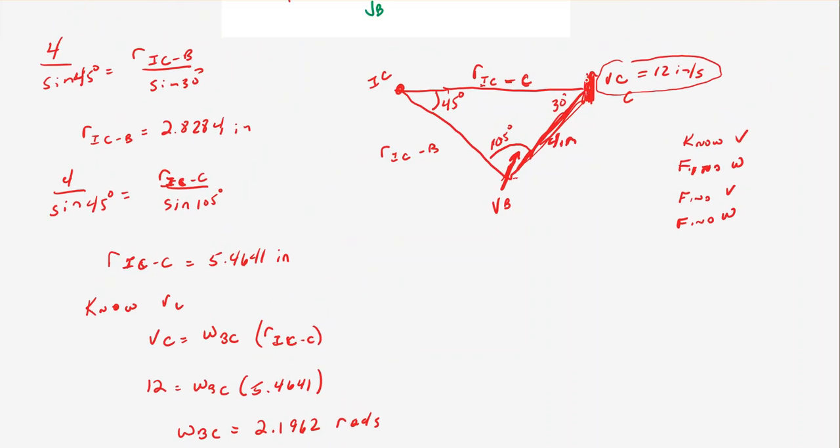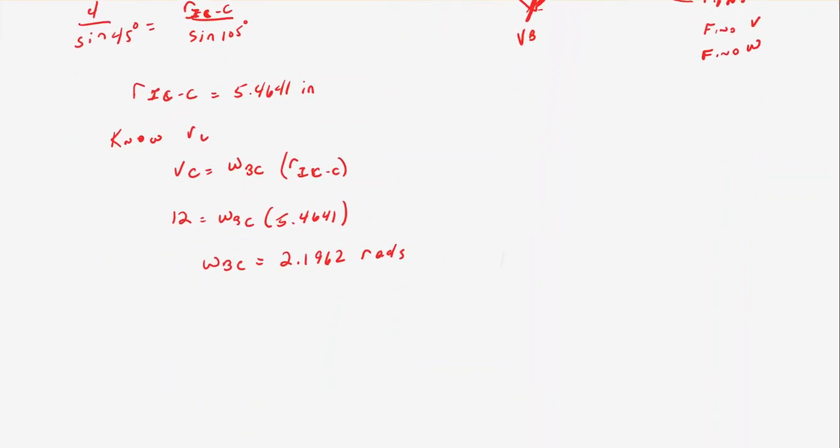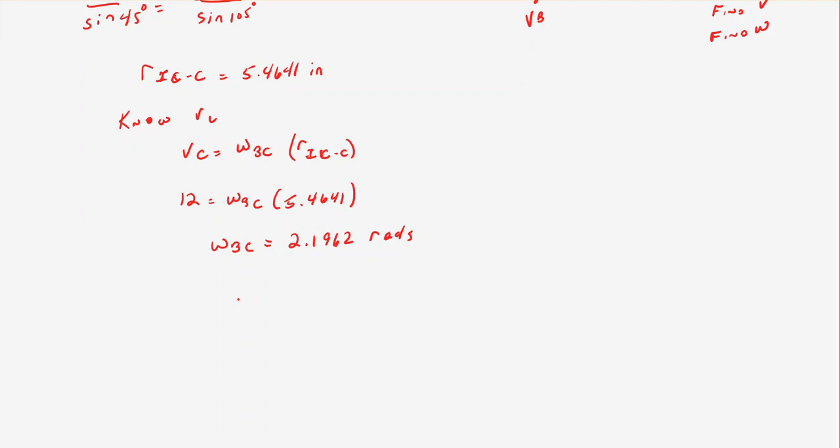So we had V sub C. We're trying to find this omega, and we can do it using this instantaneous center. That's the beauty of it. And then we find omega BC.